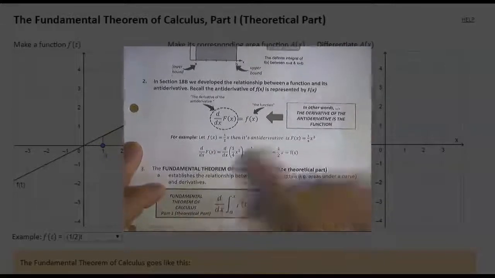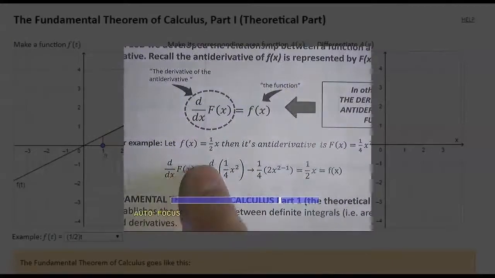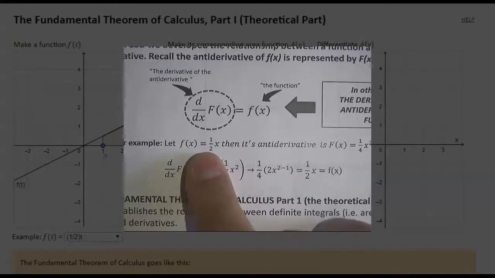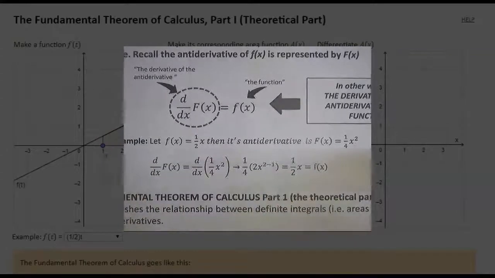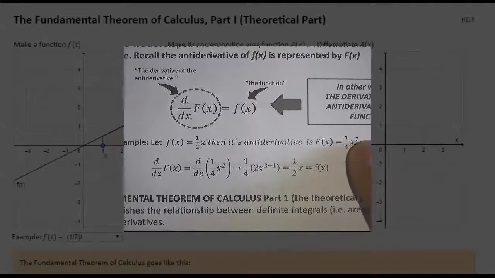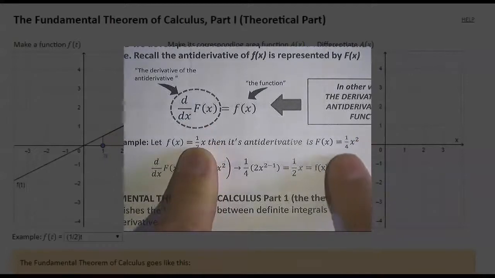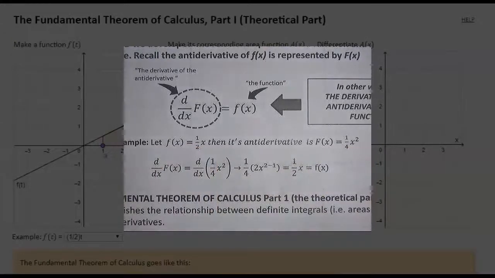So for example, if you had a function 1/2 x, okay, then its antiderivative is 1/4 x squared. Are we okay on how to get this? Everybody knows how to get from here to the antiderivative. Are you sure? Yes or no? No. Okay.